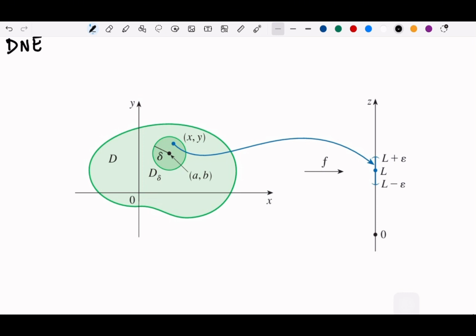So every point we take within this range of delta, we understand the delta will be very small. This will result in terms of this interval, and we say we have the interval L minus epsilon and L plus epsilon. Whenever the values fall in between this, using this point here, as long as that is true, then we are confirming that there is a limit.